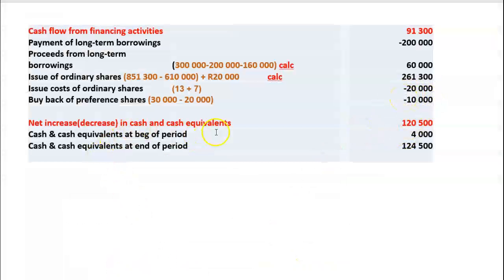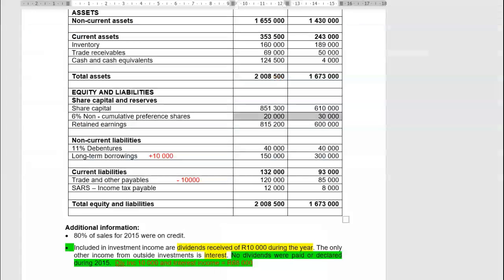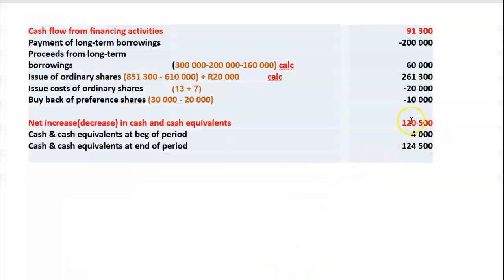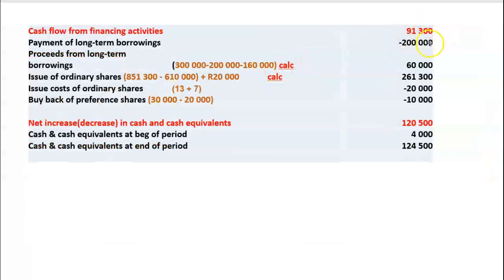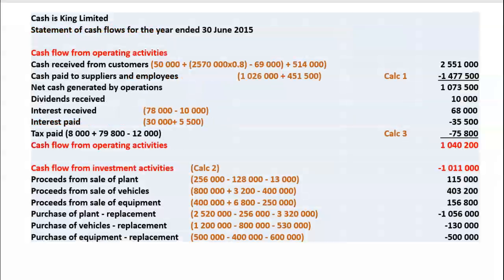Okay, so now our cash and cash equivalents in the beginning and at the end of the year, that's the easiest part of the cash flow statement. Beginning of the year 4,000, closing balance 124,500, so clearly there was a 120,500 rand increase in our cash balance for the year. If I go back to my cash flow statement, make sure that it always balances: 104,200 less 101,100 plus 91,300 equals 120,500.